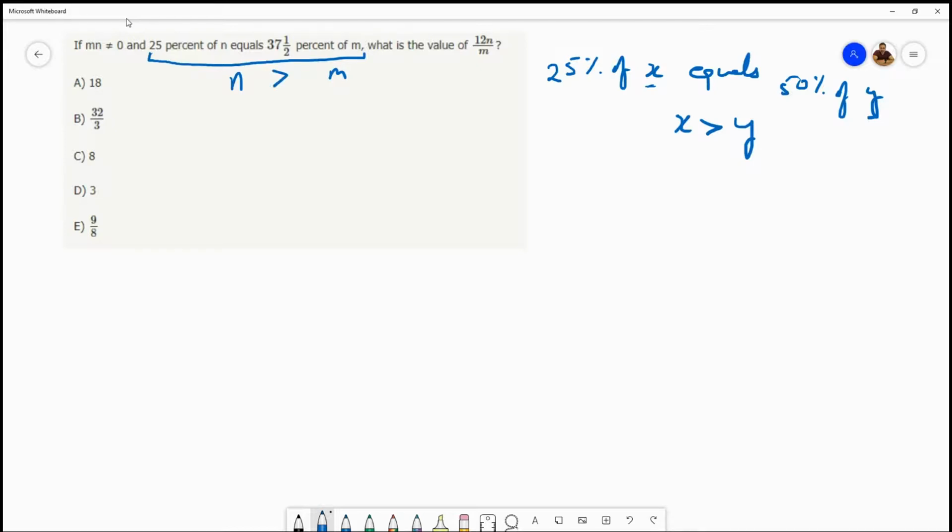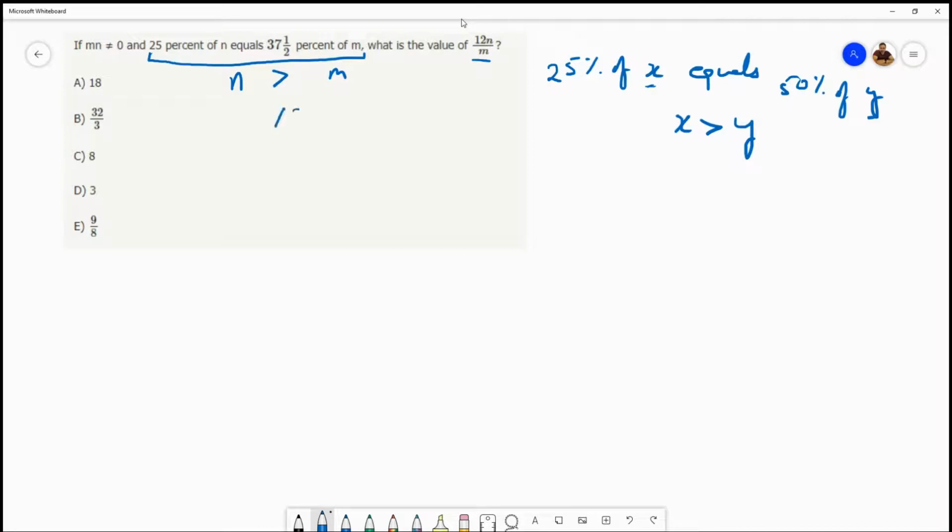How does that help me? I need to figure out the specific value. Just by understanding what's greater, can I calculate the exact value? No, I can't calculate the exact value, but let me see if I get some rough estimate at least.